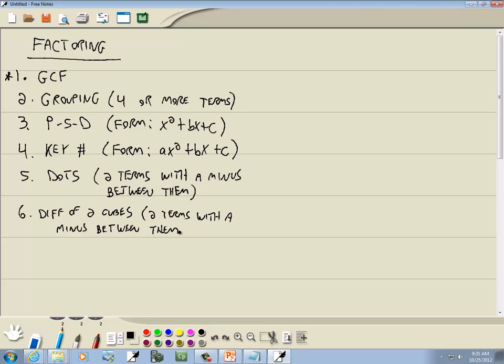Now notice that description is the same as the one right above it. Basically, if difference of two squares fails, then you come down and use difference of two cubes. And then our seventh one is the sum of two cubes. And this is two terms with a plus between them. The ones we're going to be looking at in this lesson are numbers 5, 6, and 7. So those last three.